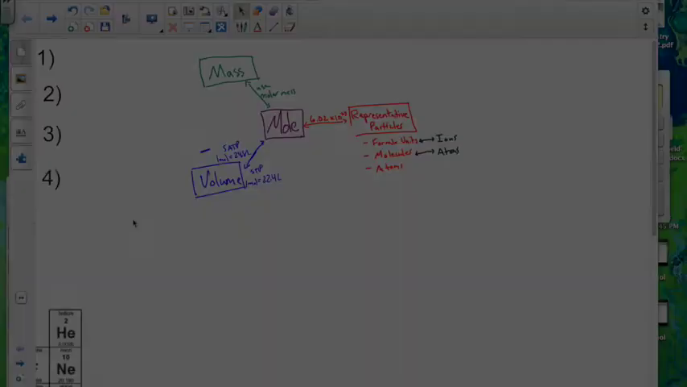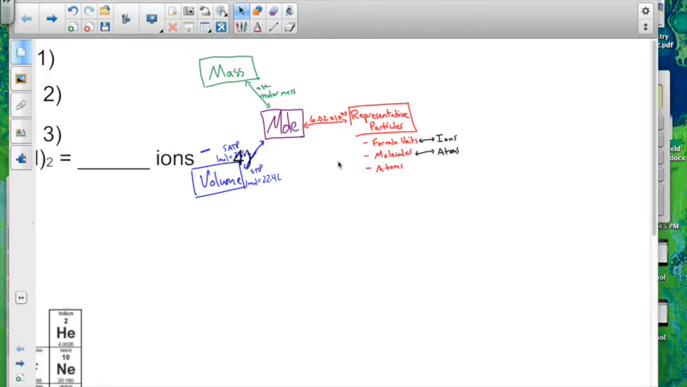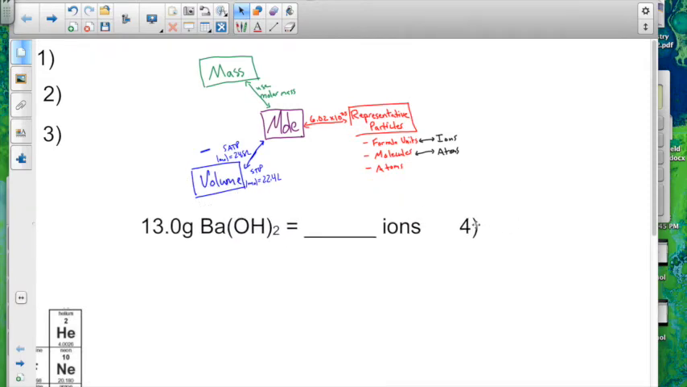Okay, so let's take a look now at a 3-step conversion. It's number 4, but it's not a 4-stepper. So here we go. This is probably the biggest question you can have in terms of mole conversion, and this will definitely be on your test.